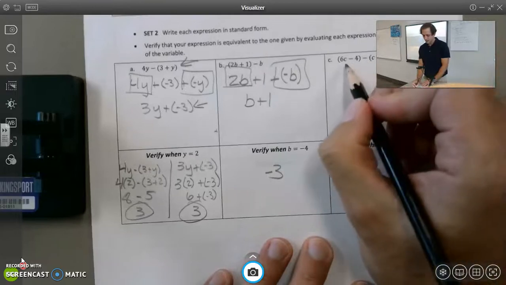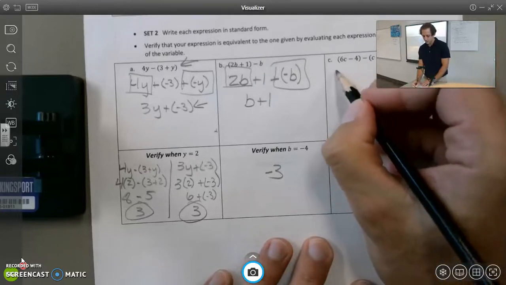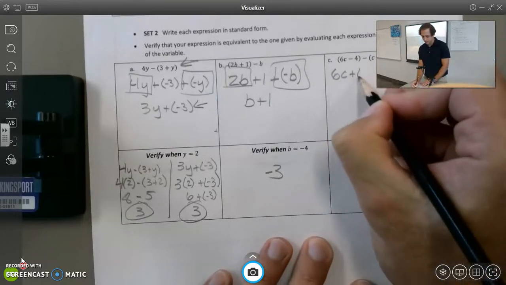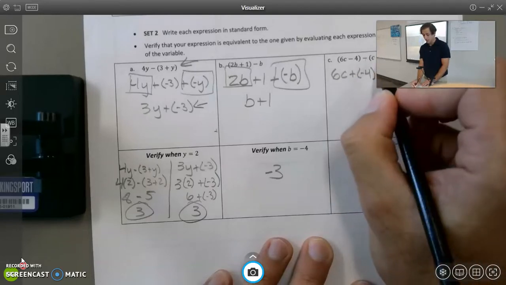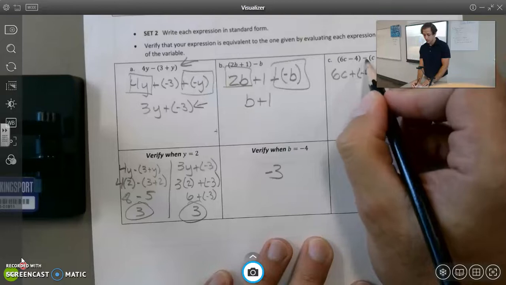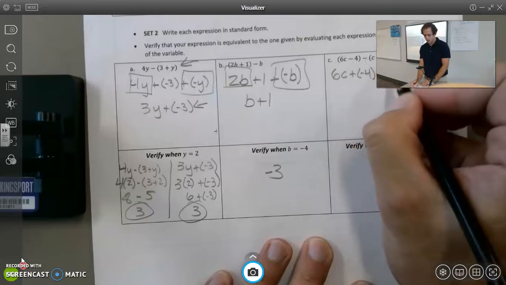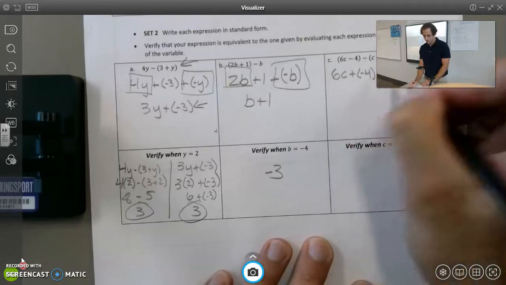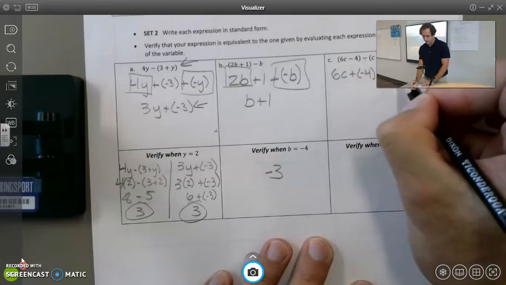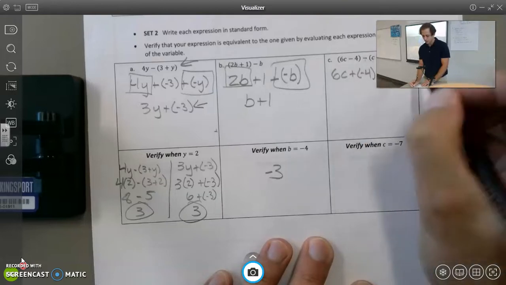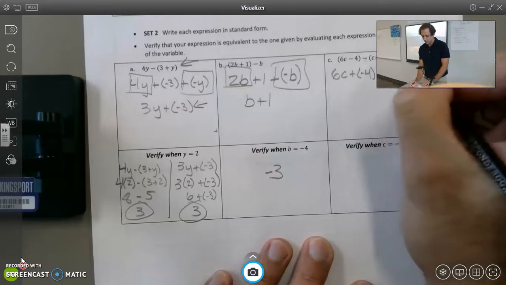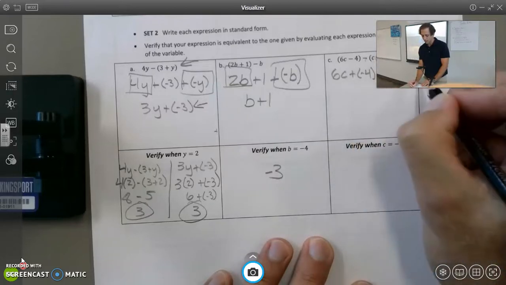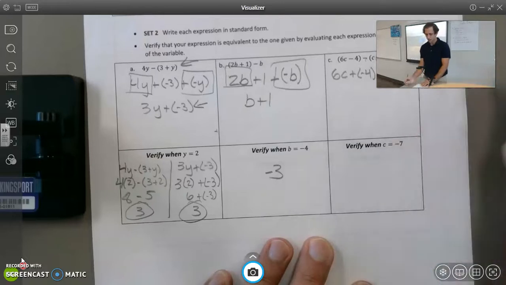Over here I have 6c minus 4, so I'm going to write 6c plus negative 4. Now, I'm subtracting c minus 3, which means I want to add the opposite of each of these terms. So that's going to be plus negative c, the opposite of c, plus, this is minus 3, so I have to think about it as a negative 3, minus negative 3, so that becomes plus 3.